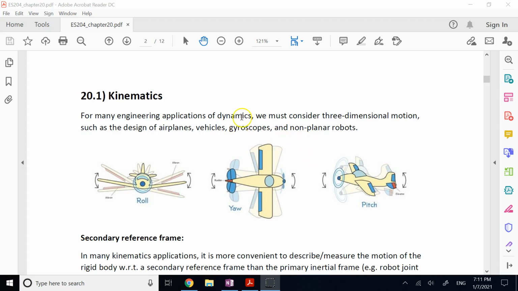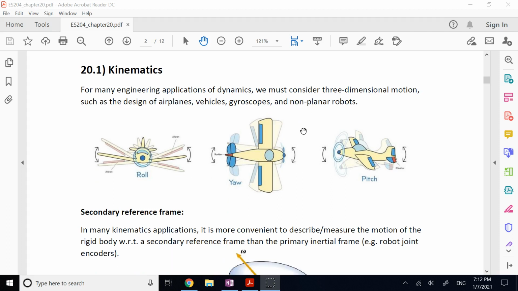Or if you have gyroscopes, or vehicles that are moving on short distances and on areas where the ground is not perfectly flat, right? And many other things, especially even vehicles when they go around a traffic circle, that could be another case. Non-planar robots, and so on and so forth.